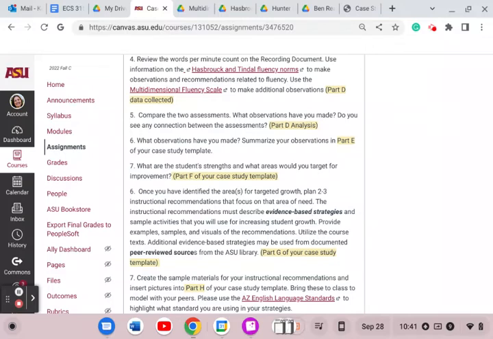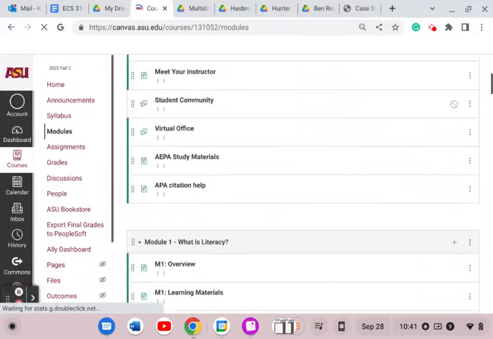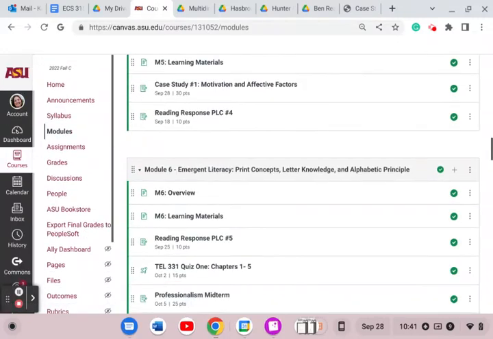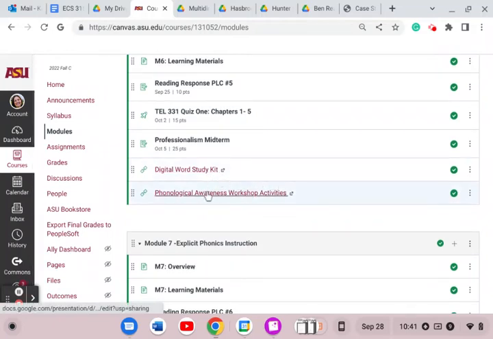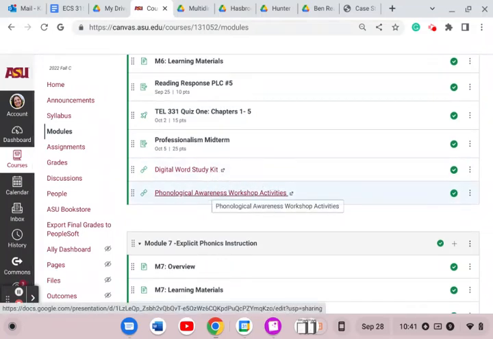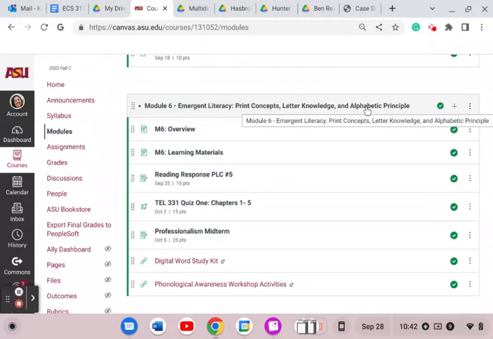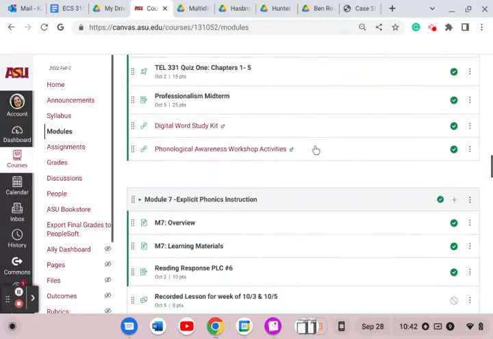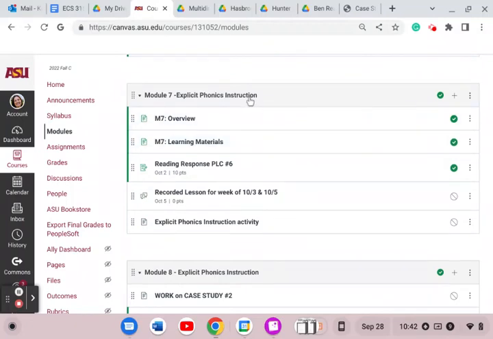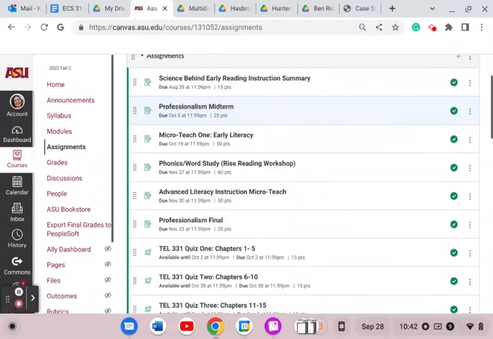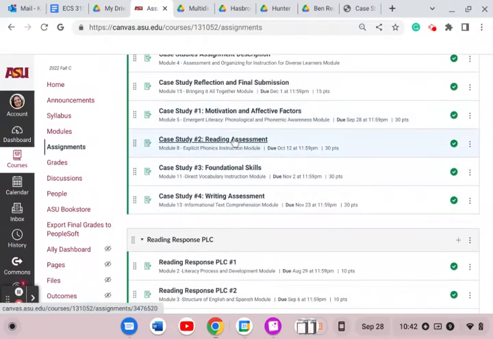So if you found it in a PowerPoint, if you look here, you can go back to the modules. And remember, I have put these digital word study kits, phonological awareness workshop activities together. You can also go back to any of these. So if they're in the emergent literacy stage, go back to some of these that you might think, oh, well, do they need print concepts, letter knowledge, alphabetical principles? Do we need to go back to phonemic awareness? Or are we thinking about more explicit phonics instructions? Because you can use all that we've been talking about to create that next step in your case study.